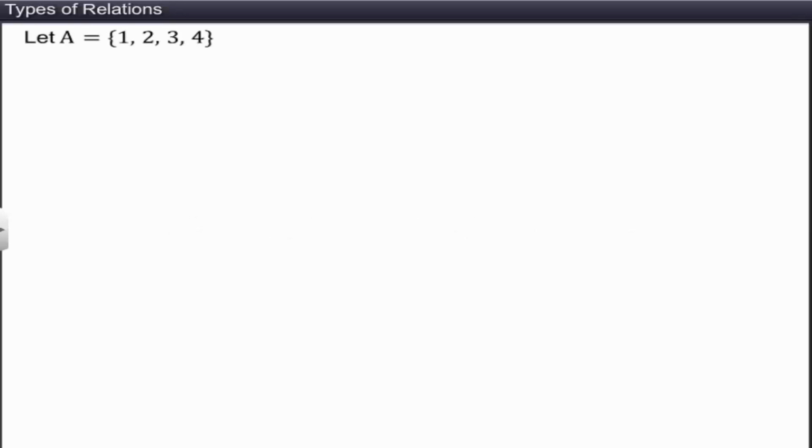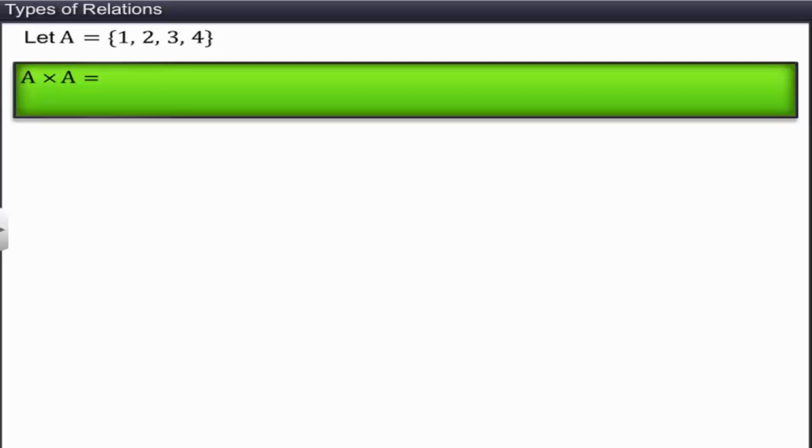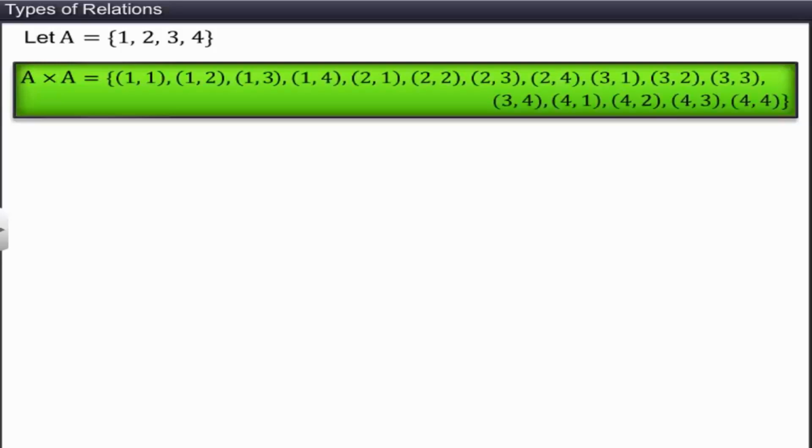Let us now learn about the different types of relations. Consider set A with elements 1, 2, 3 and 4. The Cartesian product of A with itself consists of 16 ordered pairs, as shown here.